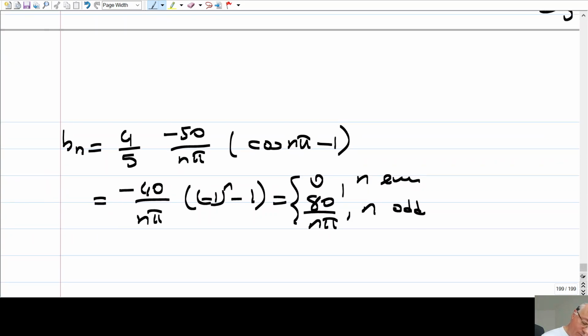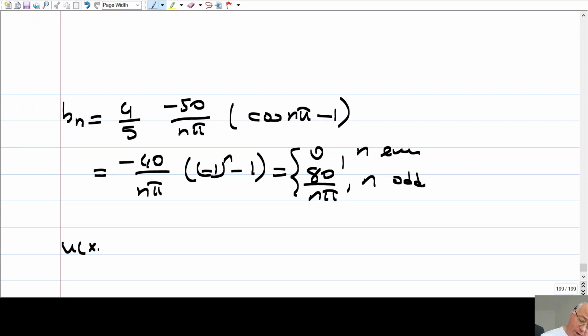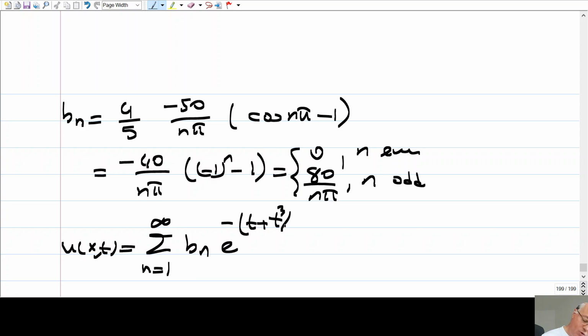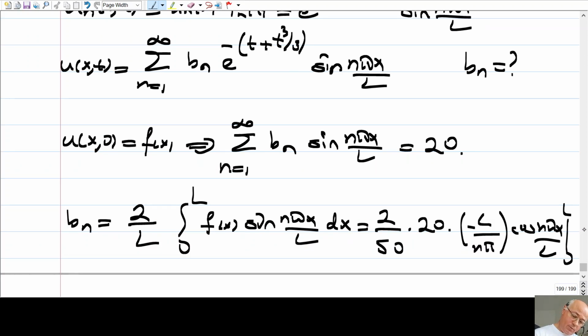Çözümümüz de şu. u(x,t) is the sum over n from 1 to infinity of b_n e to the power minus (t plus t cubed over 3) times sine n pi x over L. Okay, so that's the solution, I guess.